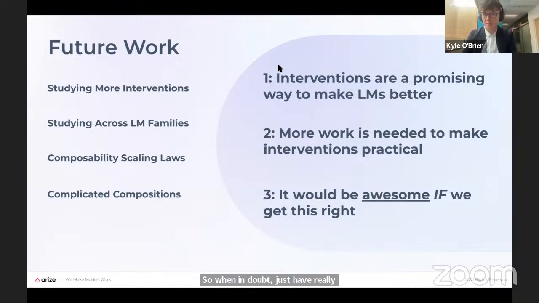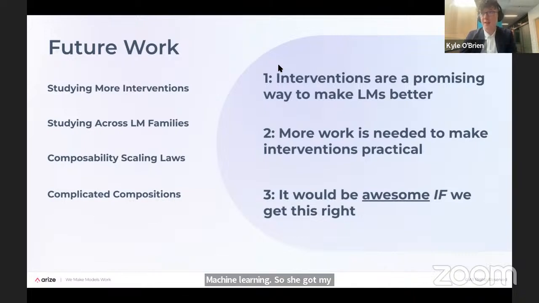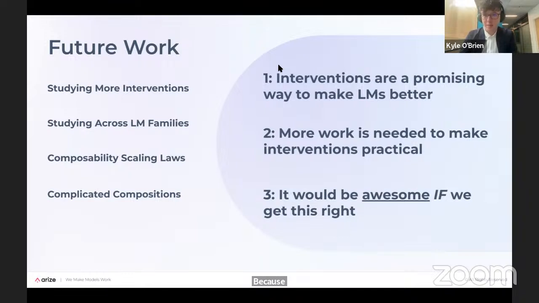And this is a broad machine learning heuristic, especially with the more applied work that I do at Microsoft. Just make sure you have really good evals for whatever you're interested in, because there's very little in the way of theory and heuristics you can rely upon when working with language models.